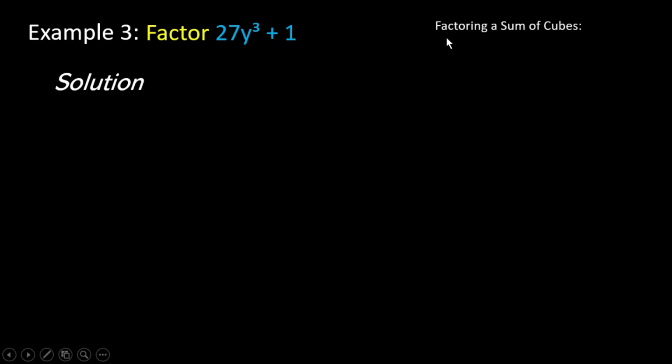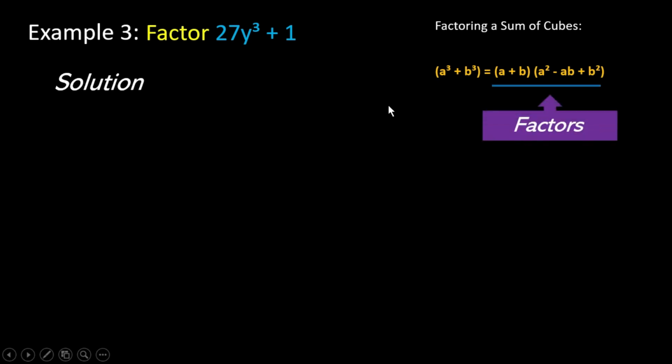Para naman sa ating pangatlong halimbawa, meron tayong factor 27y cubed plus 1 para sa ating solution. Dahil plus yan siya guys, ito ay factoring a sum of cubes. So, ito ang ating formula: a cubed plus b cubed equals to a plus b times a squared minus ab plus b squared. So, ito siya guys, ay ito. So, ito naman siya ay ang kanyang factors. So, ngayon, ang gagawin natin, kukunin natin yung value ng a at saka b. So, ganito natin kukunin.